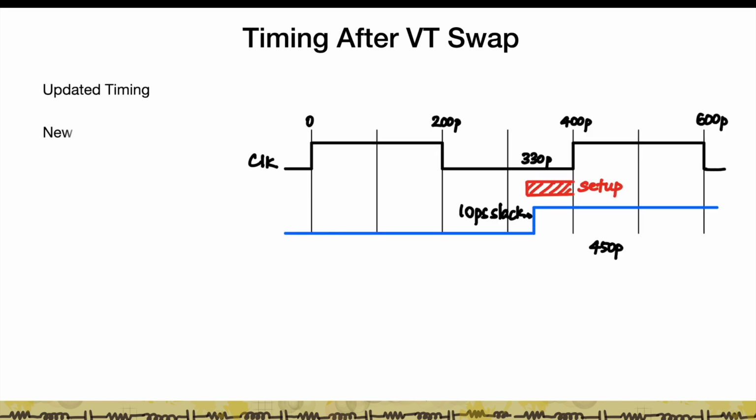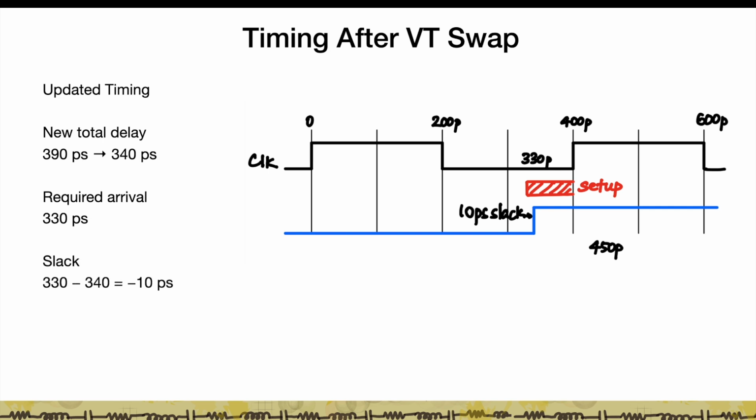So let's update the scoreboard. After the VT swaps, path delay drops from 390 picoseconds to 340 picoseconds. The slack is 330 minus 340, or minus 10 picoseconds. We are tantalizingly close, 10 picoseconds from closure. The optimization waterfall has done most of the heavy lifting. What started as a 120 picosecond deficit is now a 10 picosecond gap. But minus 10 picoseconds is still a violation.